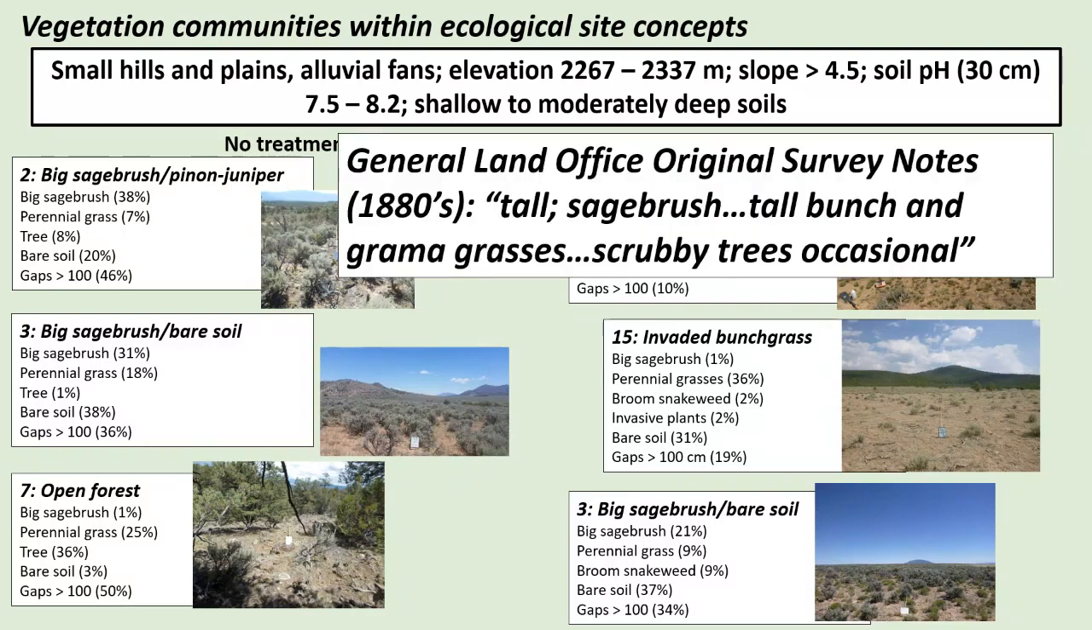And our General Land Office survey notes told us that in the 1880s, this area had tall sagebrush, tall bunch and grama grasses with occasional scrubby trees. So this may be an area where pinon-juniper is invading into the sagebrush steppe, which is a common dynamic in Wyoming big sagebrush systems.